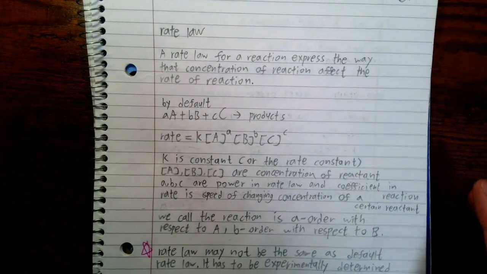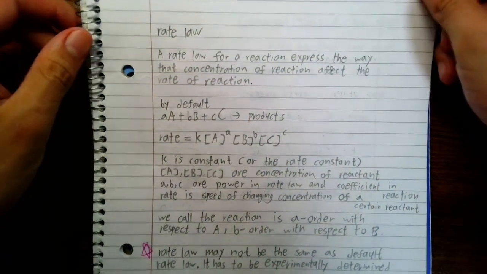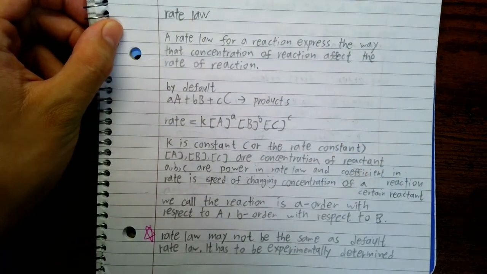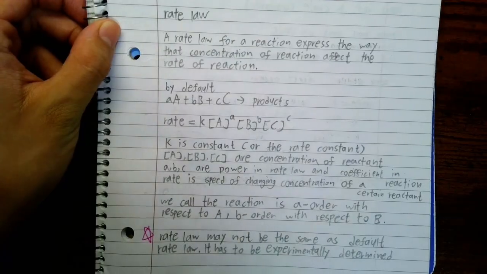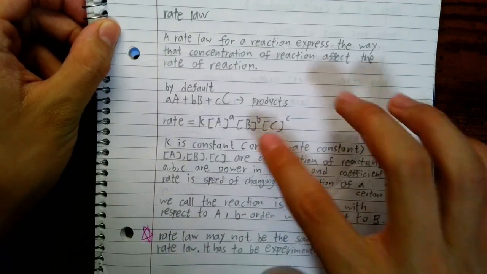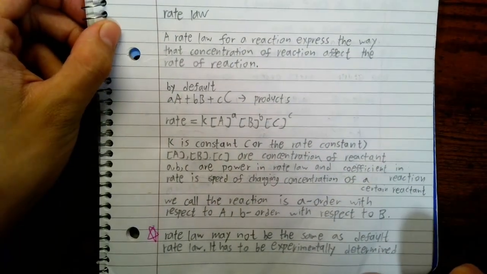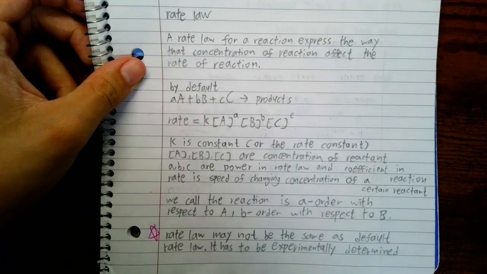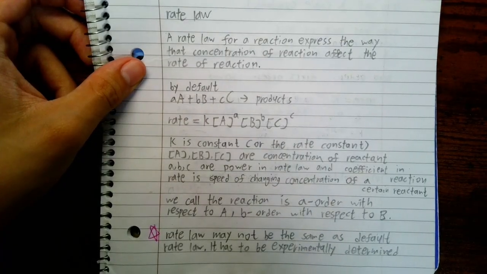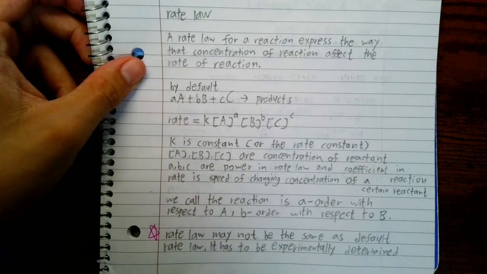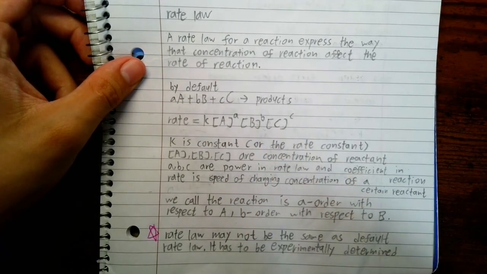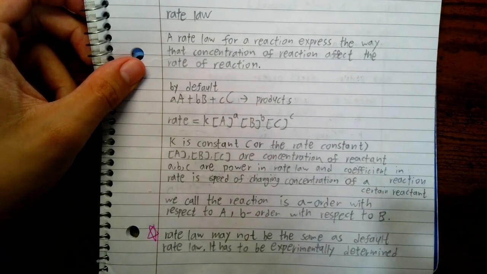So one thing to keep in mind is that this is our rate law by default. If the question doesn't mention anything, you may just assume the rate law is like this. Otherwise, the rate law may not be the same as the default one. You have to experimentally determine what the actual rate law is. So it might be different, but you can assume this by default if the question doesn't say anything.